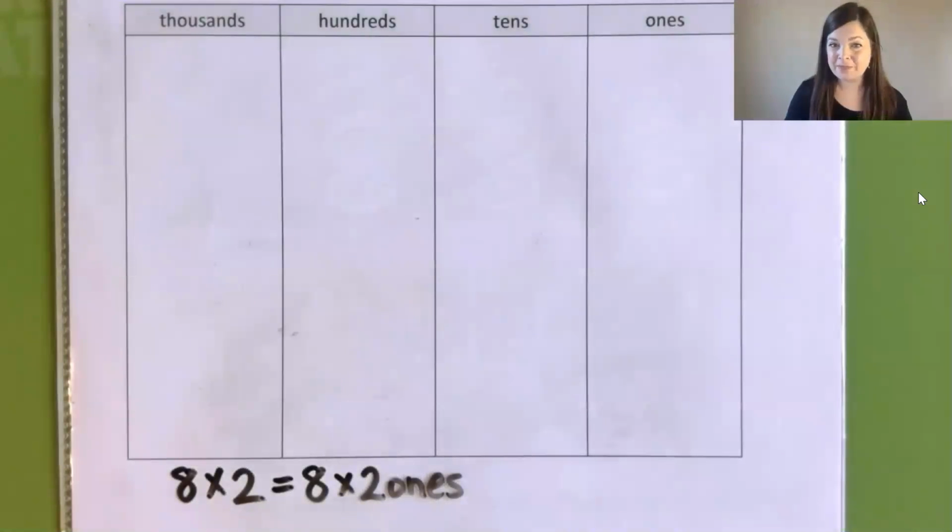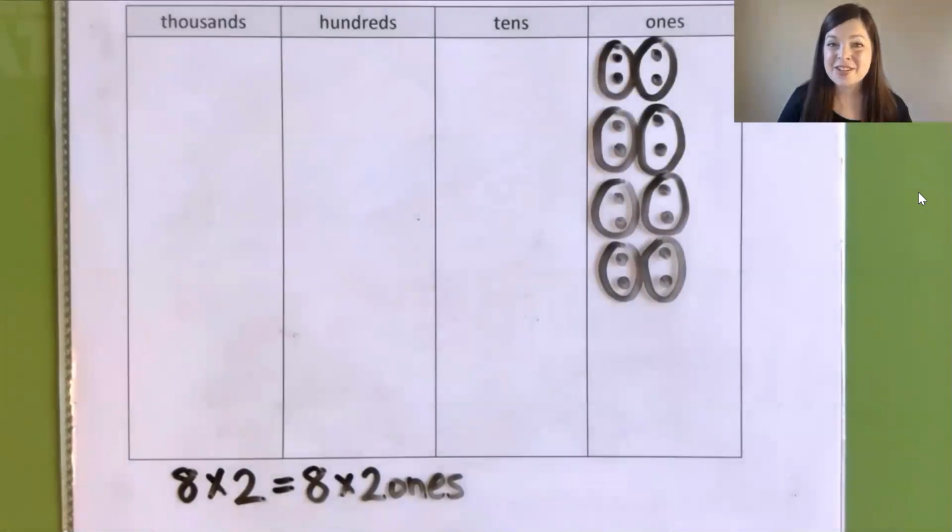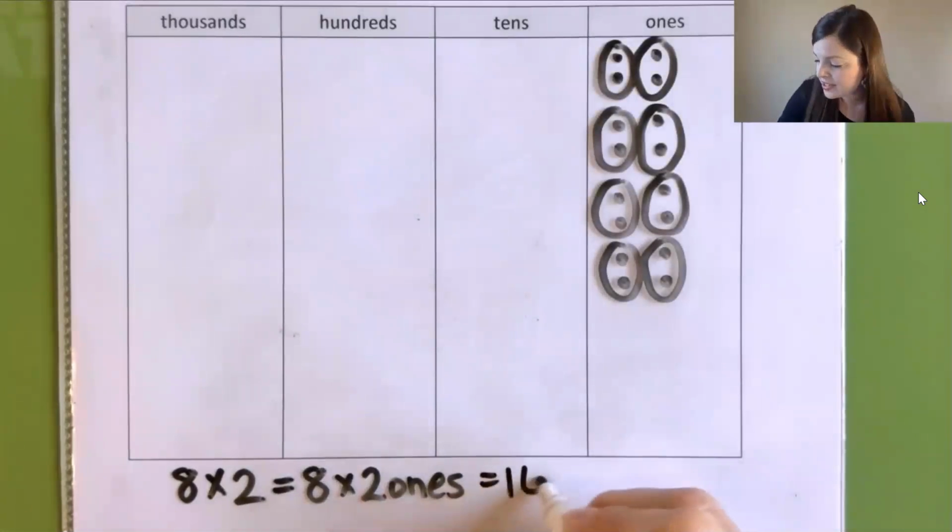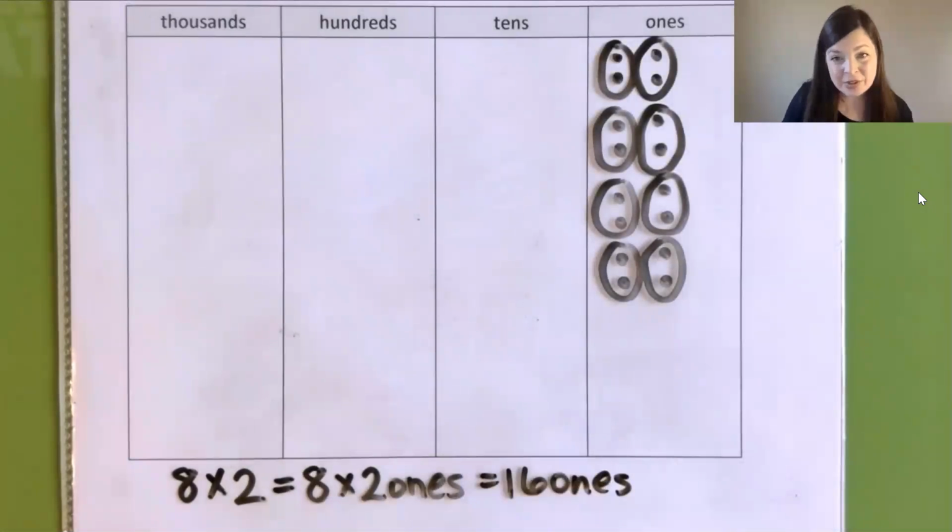Let's try another problem. 8 times 2, or in unit form we could say 8 times 2 ones. Pause the video and use discs to represent 8 times 2 ones on your place value chart, and circle each group of 2 ones. So 8 times 2 ones equals what? And remember to say the answer in unit form. 8 times 2 ones equals 16 ones, which in standard form is 16.